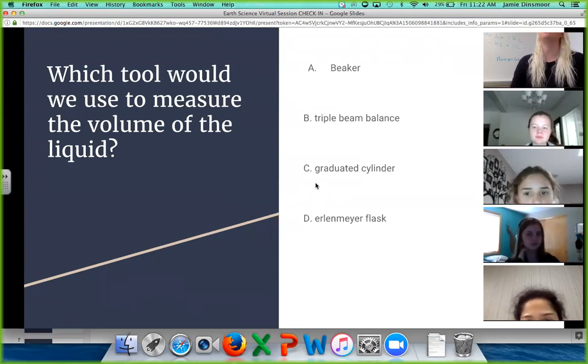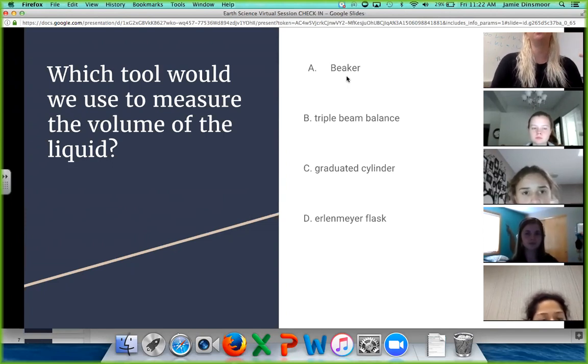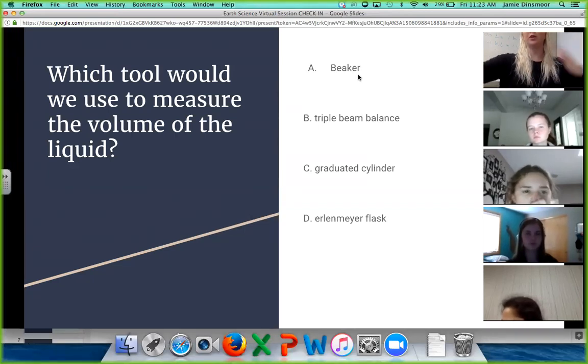Graduated cylinder. Now, beaker is not completely wrong if you were thinking maybe I could use a beaker. If you're measuring a lot of liquid, for example 2,000 milliliters, that's a huge amount of liquid. You could use a beaker for that because there are beakers that are really, really big. Usually we're using smaller amounts of liquid, so we would, in fact, use a graduated cylinder.